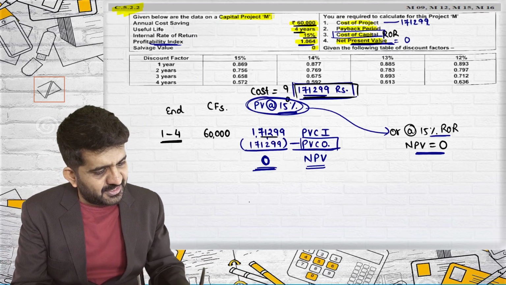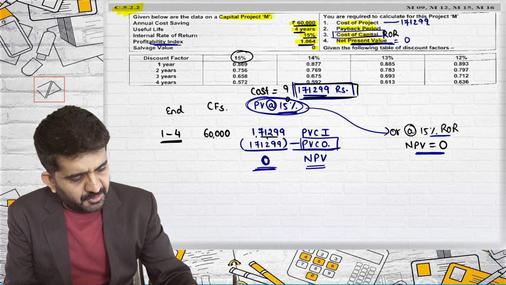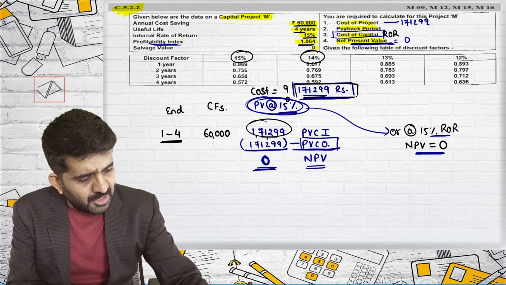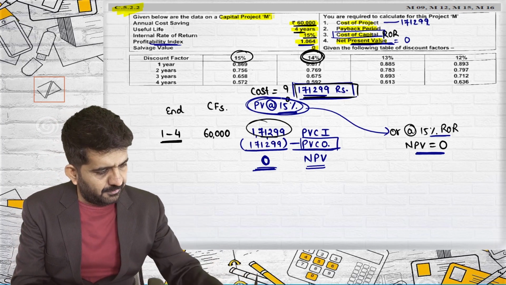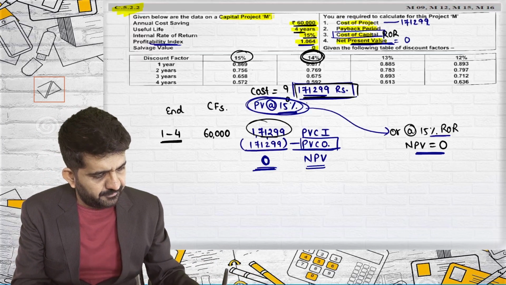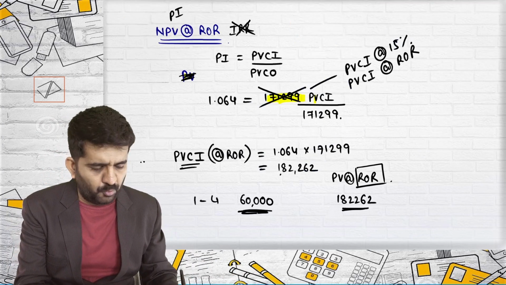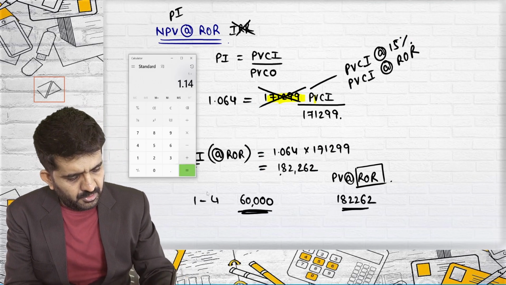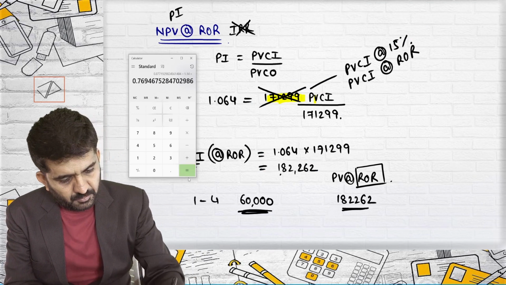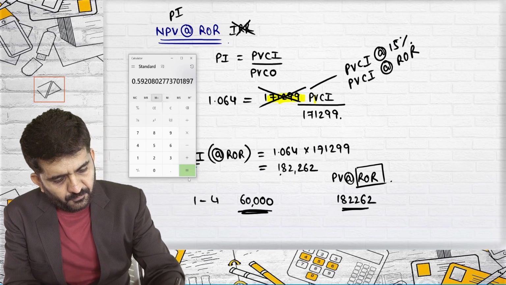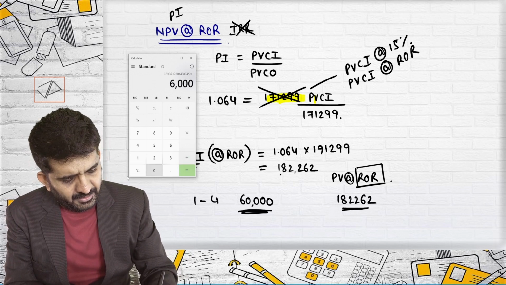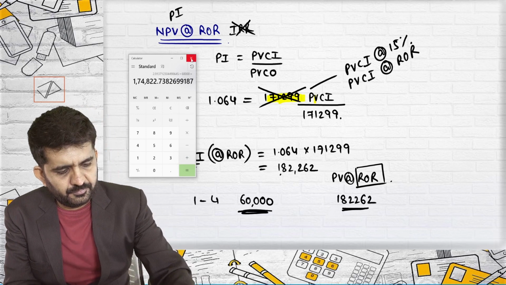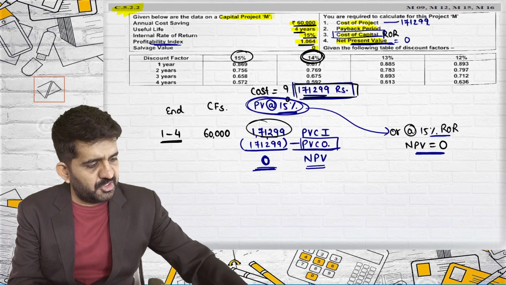So discount this 60,000 by 15%. We have already discounted it. It is 171,299. Now I want to reduce that amount, so discount it by 14%. 60,000 at the rate of 14%. I am doing trial and error. 1 divided by 1.14 multiplied by 60,000 is 174,822. So 14% is not the correct answer.